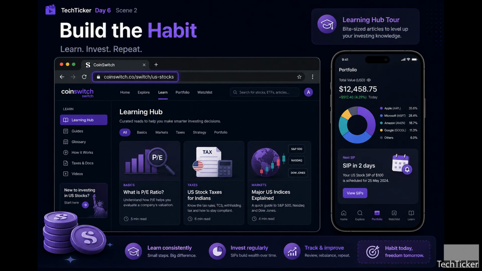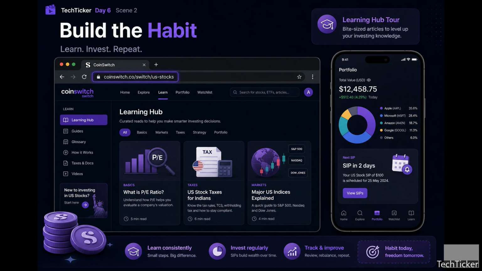Portfolio tools inside the app. Open the CoinSwitch app. The portfolio dashboard shows your crypto holdings, allocation pie chart, and performance over time. If you already use crypto SIP, systematic investment plans, you already have the discipline muscle. Apply the same habit to US stock research, set a weekly reminder to read one article and update your watchlist.